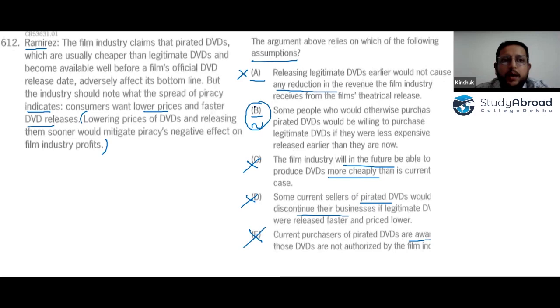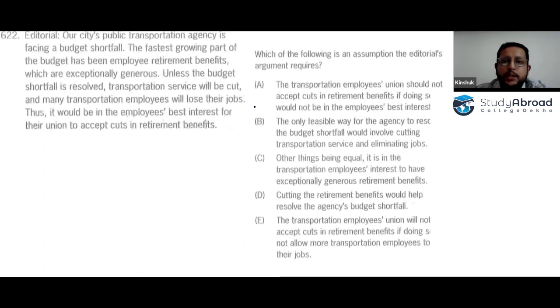All right, let's try another question. So again, the question is on the same basis, right? We're supposed to find out the assumption the editorial's argument requires, right? So what is the assumption behind the argument? That is the question. Pause the video right now. Try to get through the question yourself. Then when I discuss, you can see if you got the right answer or not. Go ahead, pause the video.